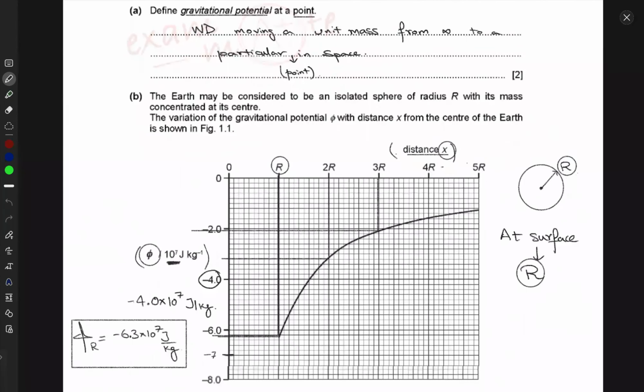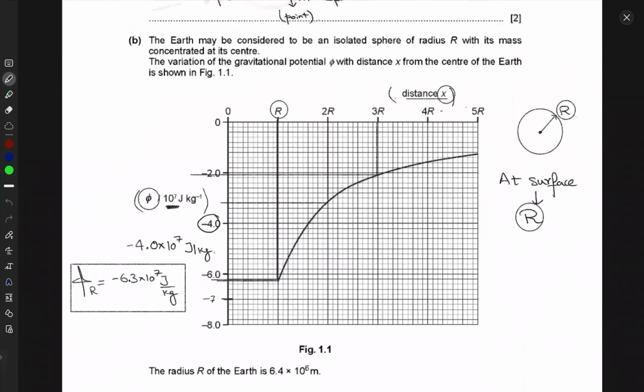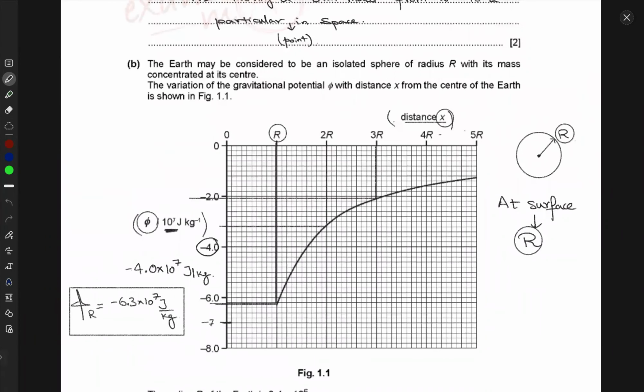So this is what we were doing. I'll just quickly revise this part B. We had that the Earth was considered as an isolated sphere of radius r, and its mass was concentrated at its center. And we were given a graph whose potential was being varied with distance from the Earth. Now, this distance is from the center of the Earth. And this is how the potential varies.